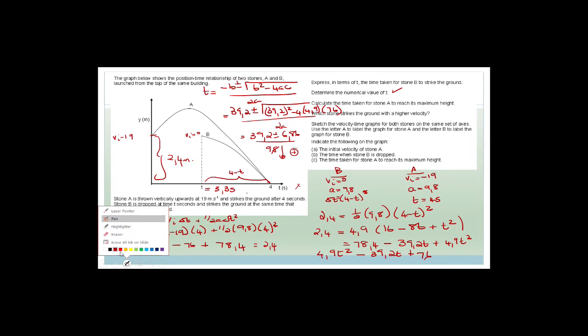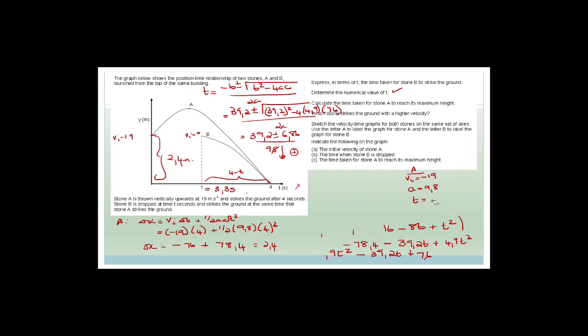Okay, so that's fairly easy to do because you know the initial velocity is minus 19 meters per second. You know the acceleration is 9.8. The time is no longer 4 seconds, that's what you're working out. But you know the final velocity at its maximum height is zero. So therefore, we can say VF equals zero.